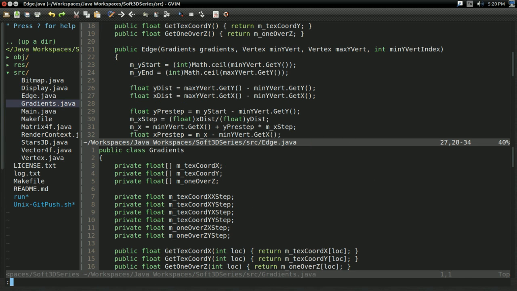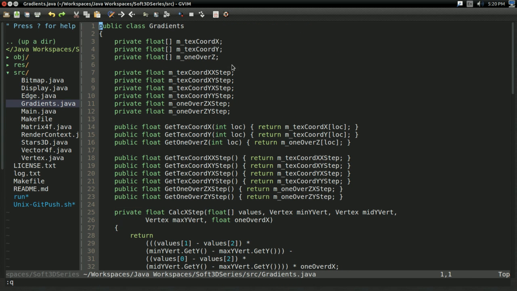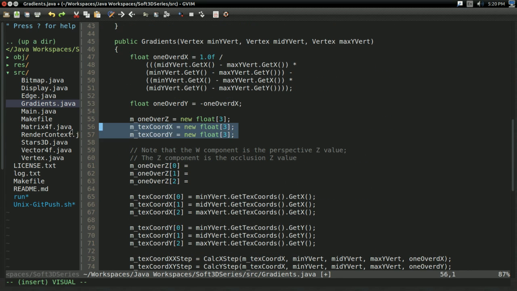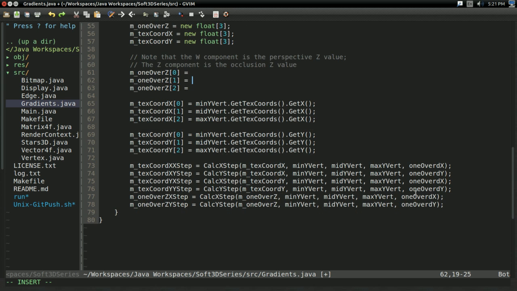In Gradients, it's also mostly the same, but there is some new stuff I'm going to talk about in a moment. We're still going to need a new float array and new values for the steps. We're still going to need a getter for the float array and the steps. And ignore those functions for the moment. We're still going to need to initialize the float array. We're going to need to initialize them to values from the vertex, which I'm going to do on screen because it's a bit different. And we're still going to need to calculate the x and y steps.